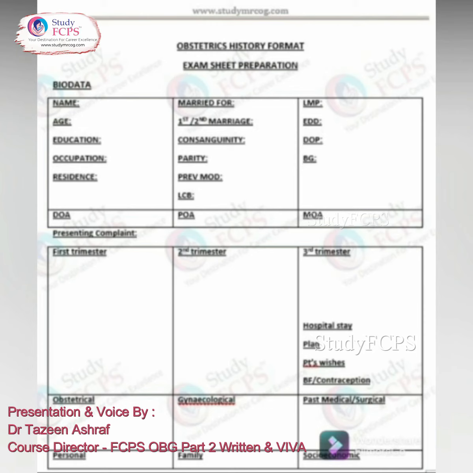In OPS history, your history of present illness always starts from the previous obstetrical history. In this way, you will be able to collect a lot of information as far as her previous pregnancies are concerned, followed by previous gynecological history, past medical, surgical, personal, family and socio-economic status of your patient, which is very important.